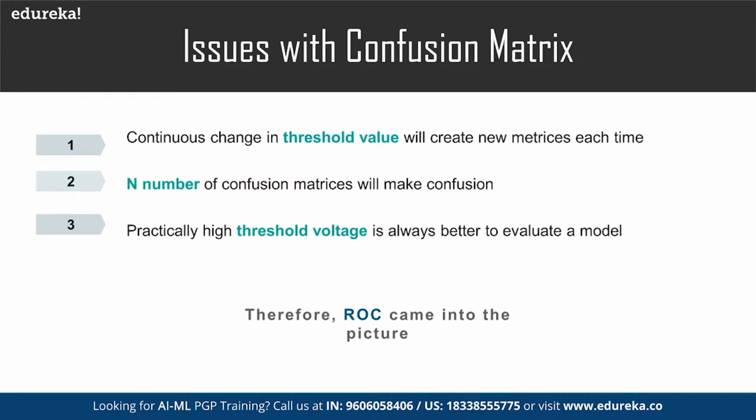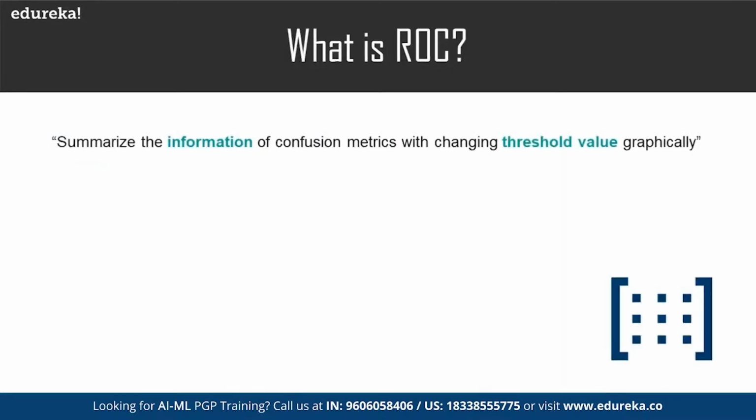That is why ROC, another metric, comes into the picture. We are going to see what ROC is. It summarizes the information of confusion matrices across changing threshold values. With ROC we have a curve, and as we change the threshold value, we also change the learning rates. ROC is the receiver operating characteristic curve, which means a curve of true positive rate (TP rate) versus false positive rate (FP rate), at different classification thresholds.